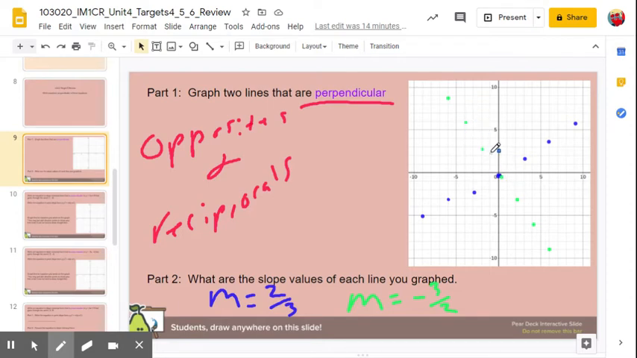And what you should notice when you have perpendicular lines, if I actually connected all the discrete points there, we create 4 right angles between those two lines. So perpendicular always creates a 90-degree angle between the two lines.